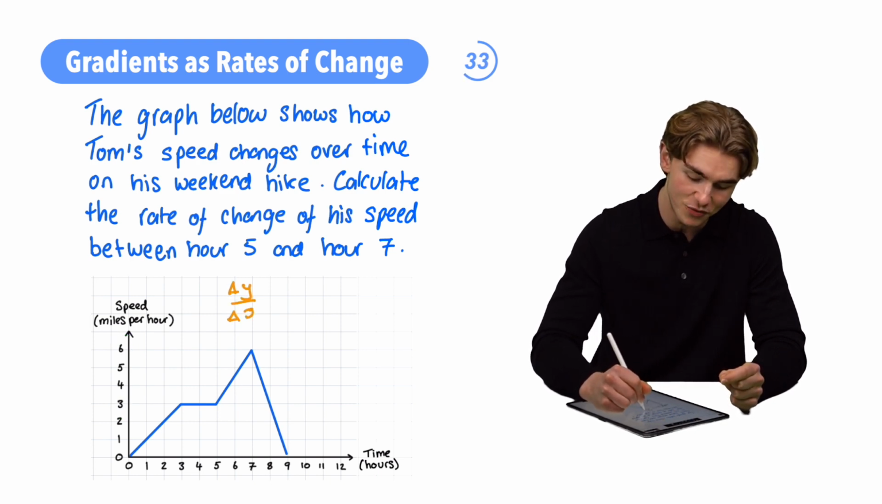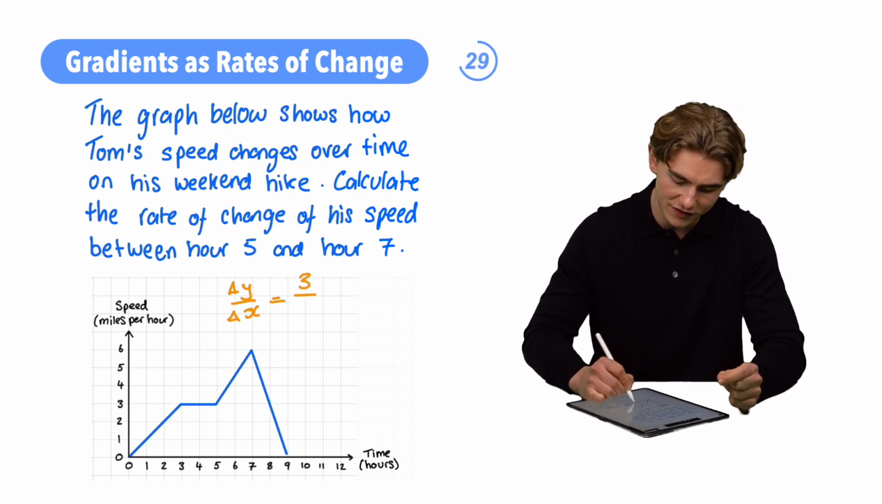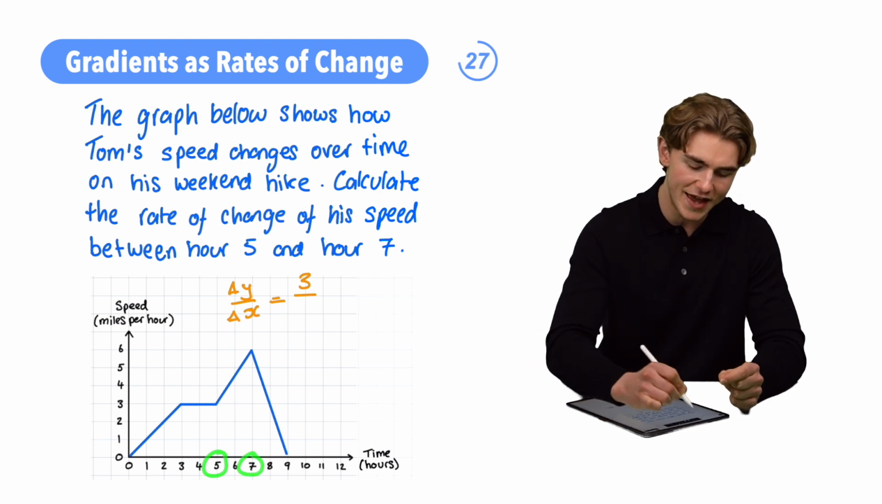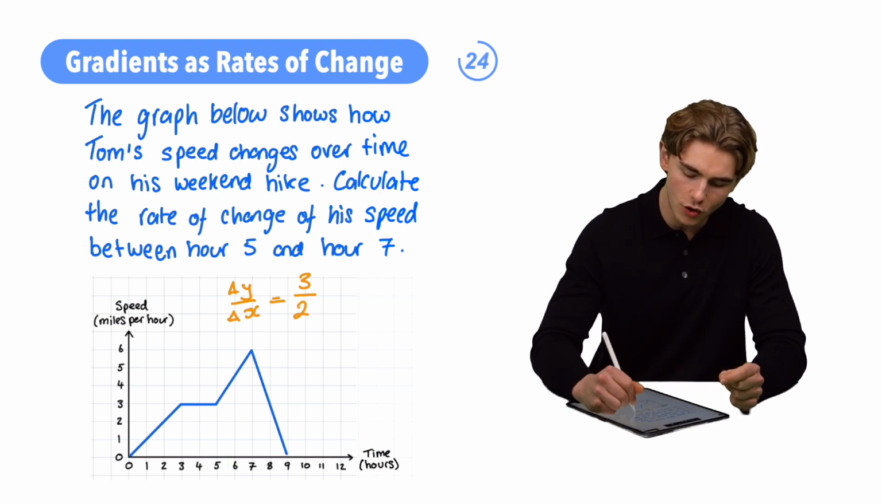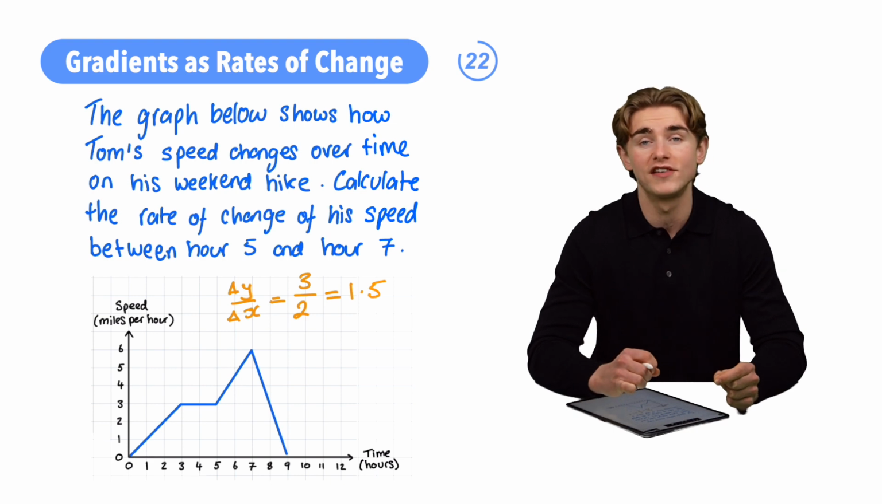Let's write that in. So change in y divided by change in x, we're going to have 3 on the top. And what about our change in x, guys? We go from a time of 5 to a time of 7. So that's going to be a change in x of 2. So guys, our answer is going to be 3 over 2, otherwise known as 1.5.